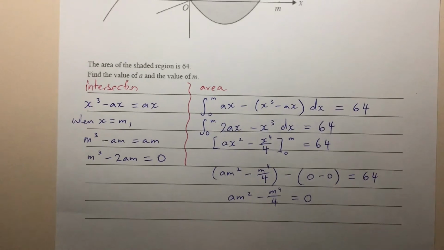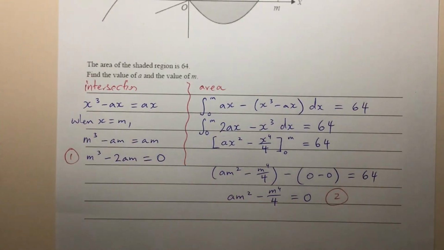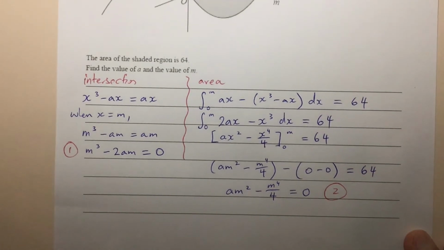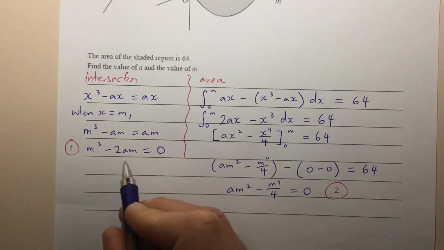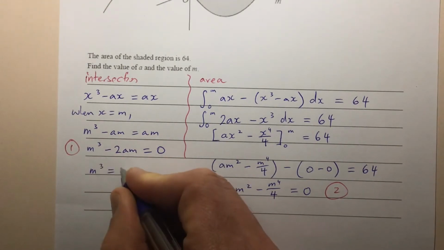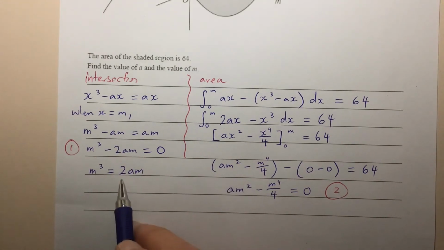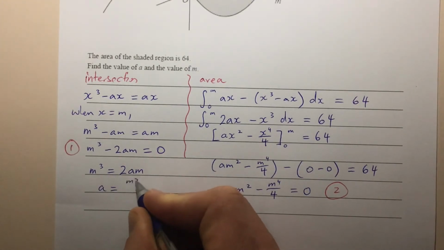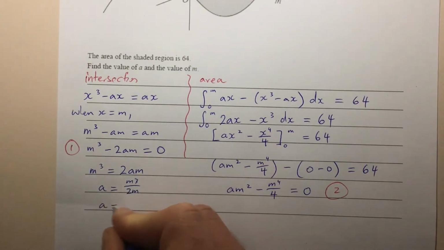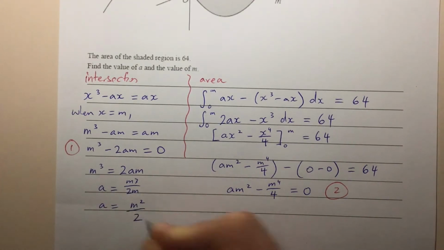So we now have two different equations that involve a and m. We should be able to use simultaneous equations to solve for a and solve for m. A couple of possible approaches that we could use. One would be to try to use some substitution, so try to rearrange one of these equations to get a or m on its own, and then sub that into the other equation, and that's probably the best method here. So let's try taking equation 1, and let's try to get a on its own. So we could go m cubed equals 2am, divide both sides by 2m, and we can do that because we know that m is not equal to 0, and that would give us a equals m cubed over 2m, and therefore a equals m squared over 2.